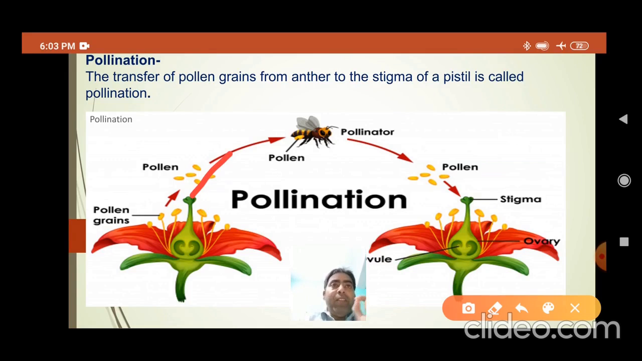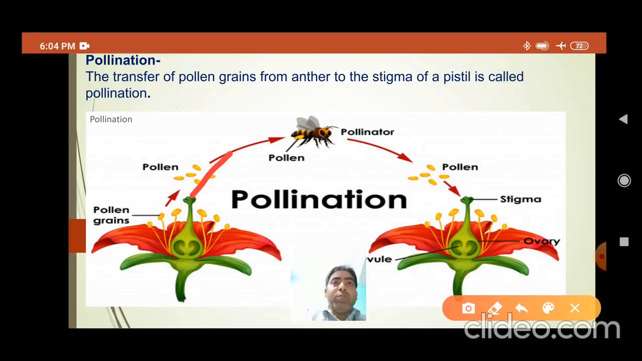Okay, that is self-pollination and cross-pollination. What is self-pollination? When the pollen grains from the anther of a flower are transferred to the stigma of the same flower. Okay, means same flower. That is called self-pollination. And another type of pollination is called cross-pollination.